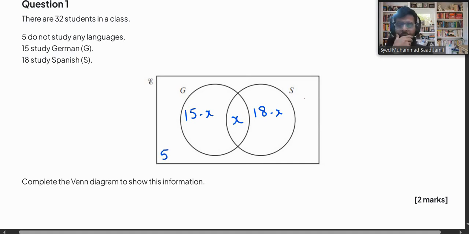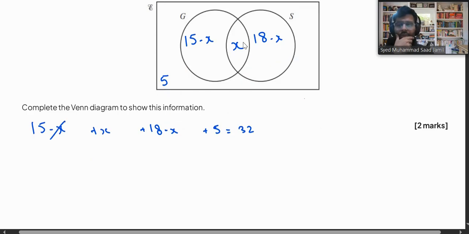Now, if I sum this all, which means 15 minus X plus 18 minus X plus 5, all of this is equal to 32 because there are total 32 students. Now, X and X will be cancelled. 18 plus 5 is 23, 23 plus 15 is 38. So 38 minus X is equal to 32.